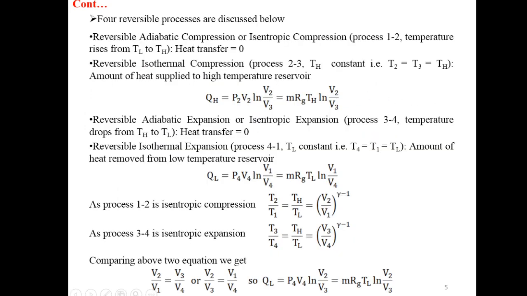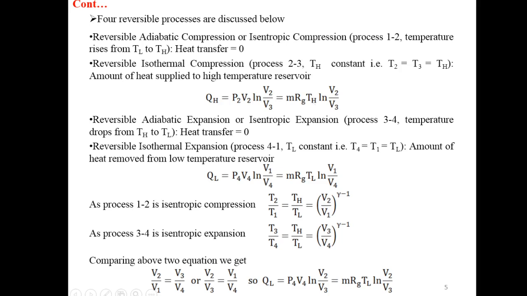We know that the amount of heat supplied to the high temperature reservoir at TH for a constant temperature process is given as QH equal to P2 V2 natural log V2 upon V3, or we can say m Rg TH natural log V2 upon V3, where P is pressure, V is volume, m is mass, Rg is gas constant, TH is temperature of the high temperature reservoir.